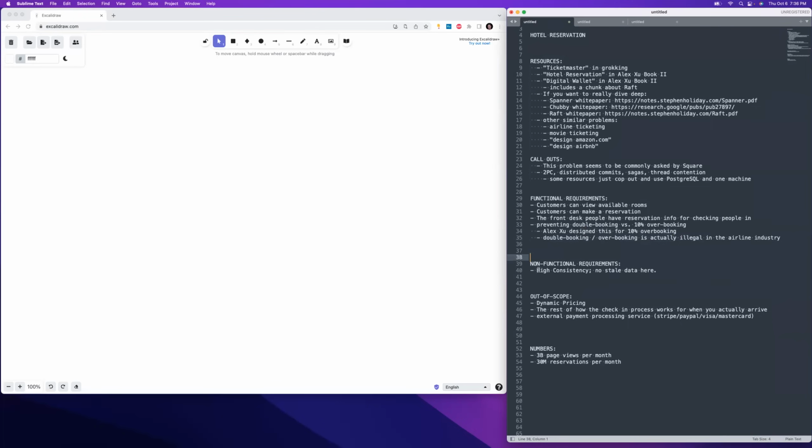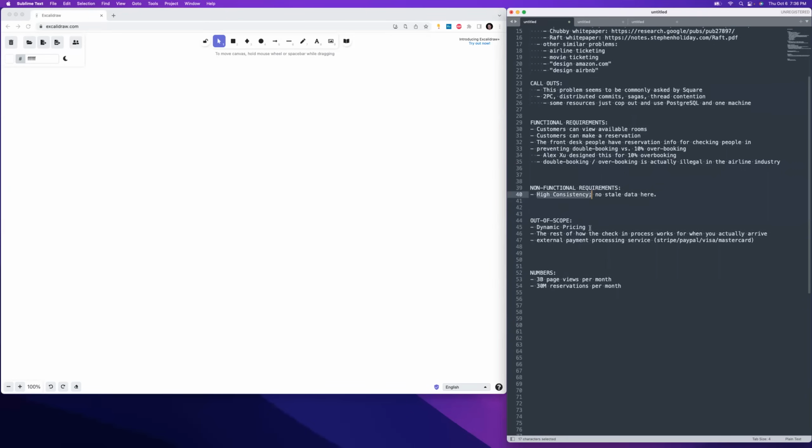Non-functional requirements: like I said, we're going to do high consistency here, no stale data allowed. So that means that our availability is going to take a little dip, but it is high consistency. That's just one of the consequences of requiring high consistency. Out of scope, we're not really going to handle dynamic pricing. We're not really going to deep dive into the check-in process. We really want to focus on the reservations itself.